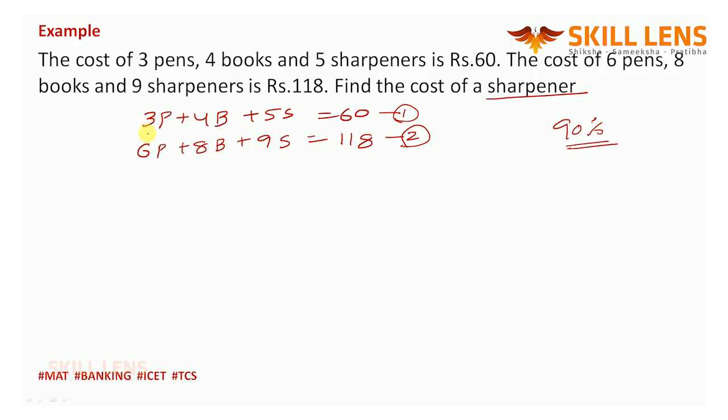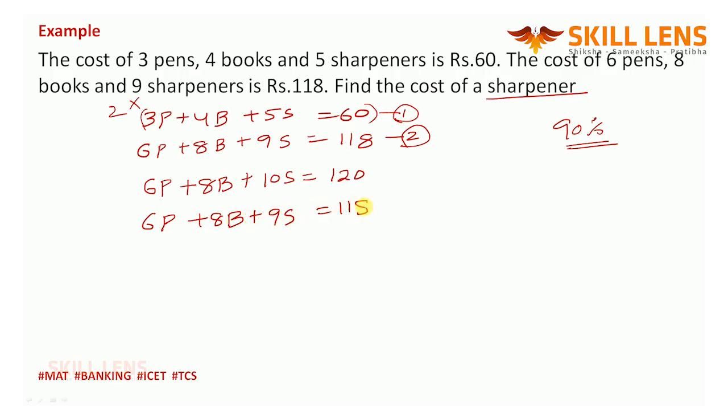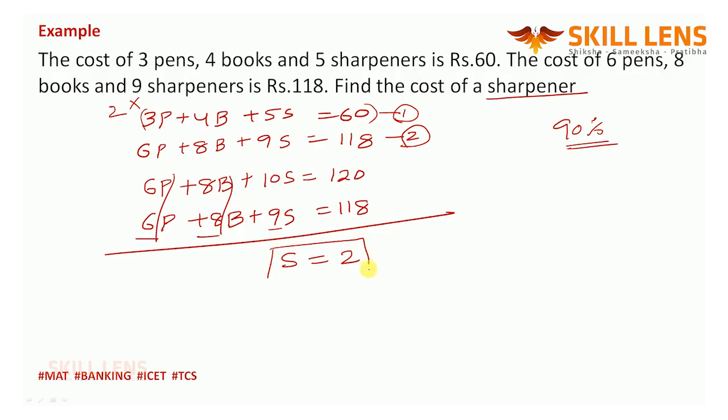So if you closely observe, 3 2s are 6, 4 2s are 8. So if you multiply first equation with 2, your equation will become what? 6p plus 8b plus 5 2s are 10s, which is equals to 120. What is your second equation? 6p plus 8b plus 9s, which is equals to 118. So if you subtract from this equation, you will get what? S is equals to what? It's going to be what? 2 rupees. So one sharpener cost is going to be 2 rupees.